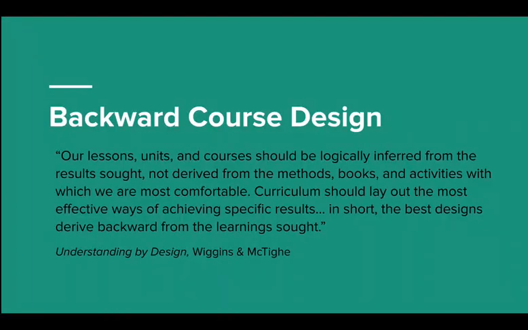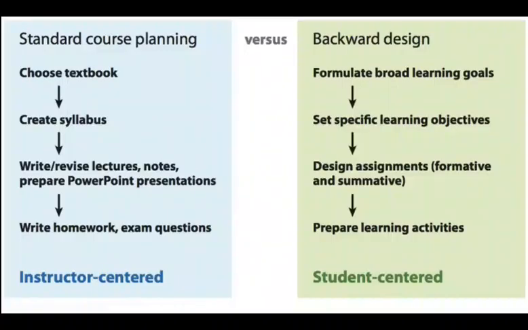First, we're going to address backward course design. What does this mean? Basically, it's an argument put forward in a book called Understanding by Design that our lessons, units, and courses should be logically inferred from the results sought, not derived from the methods, books, and activities with which we're comfortable. Curriculum should lay out the most effective way of achieving specific results. In short, the best course design derives backward from the learning sought, and this is why we refer to it as backward course design. And it's a central aspect of what we refer to as student-centered learning or teaching.